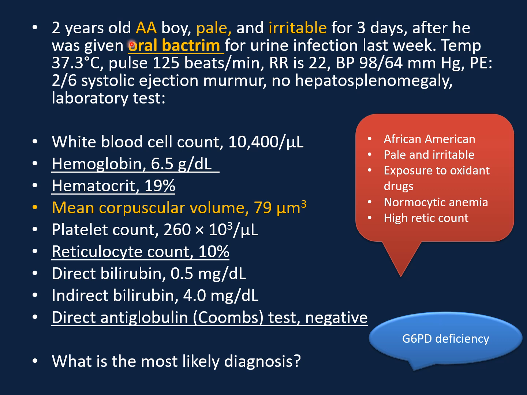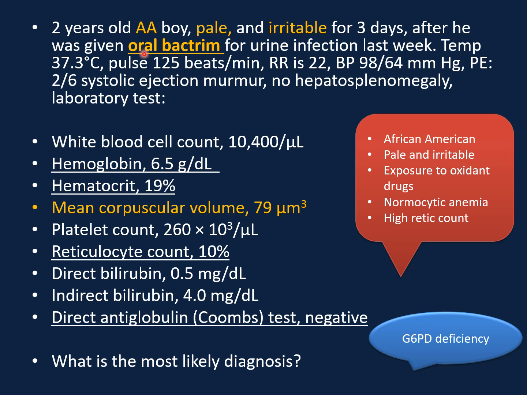The key point in this case: this is a 2-year-old African American who is pale and irritable, so he started to show signs of anemia after he was given oral Bactrim. The anemia here, with low hemoglobin and low hematocrit, is normocytic, not microcytic. So thalassemia is unlikely in this case, and also the Coombs is negative, which makes autoimmune anemia unlikely. Also, this patient has jaundice, so it is hemolytic anemia.